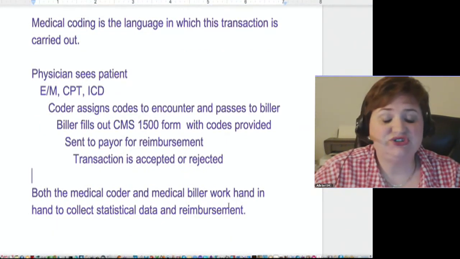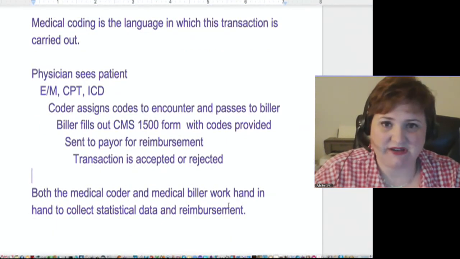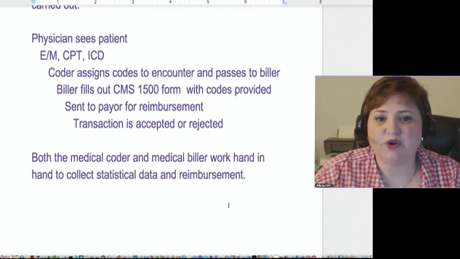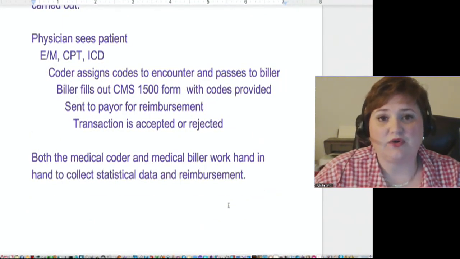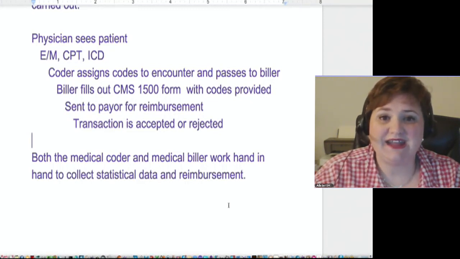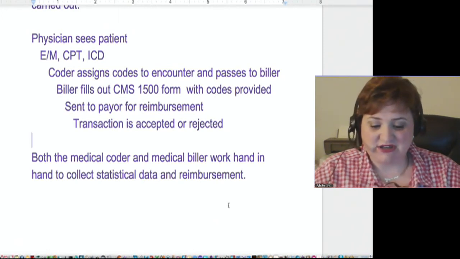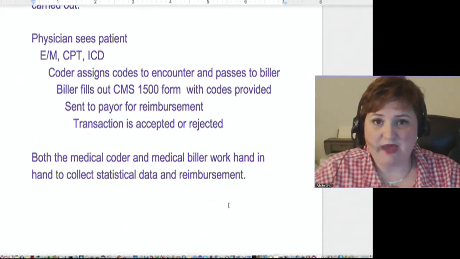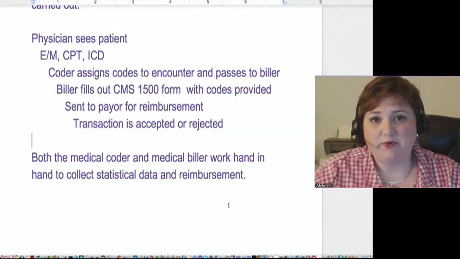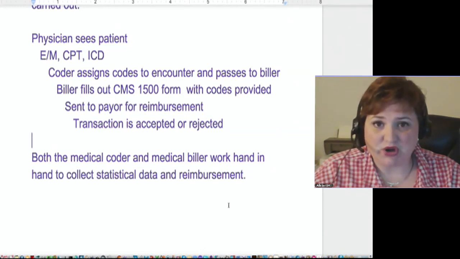Now, in some cases, you might have a coder and a biller be the same person. Depends what size of a facility that you're working with, but both the medical coder and the medical biller work hand in hand, and what they're doing is they're translating the information that the physician is providing for the patient into a code that the people that are going to pay or reimburse understand, so that everything can be done in a timely manner, and it can be done electronically.